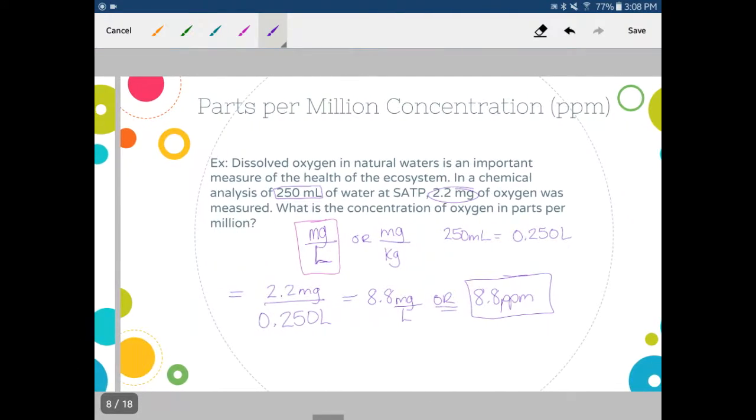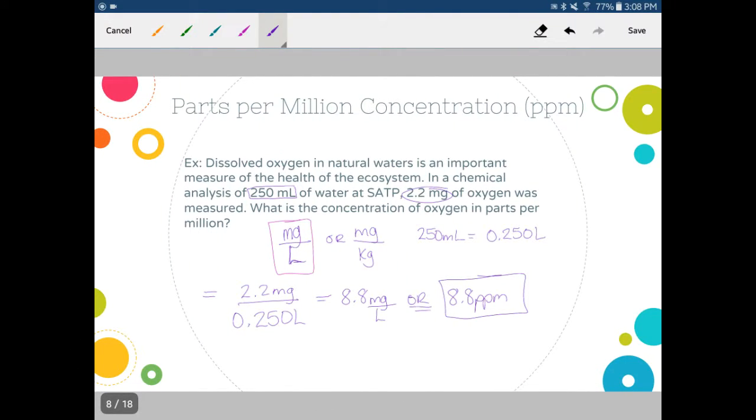I don't have another example here to look at, but again, just make sure that when you plug your units into a parts per million calculation, you don't have milligrams over a milliliter, because that would be a weight to volume calculation or a percent calculation. We want to see your milligrams per liter or your milligrams per kilogram. That is super duper important. Either one of these two general equations will give you ppms.